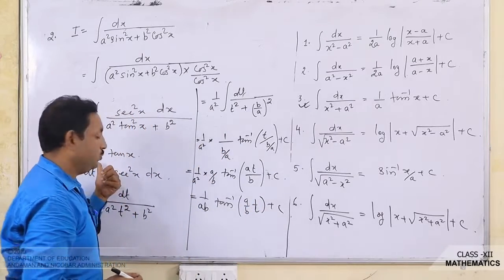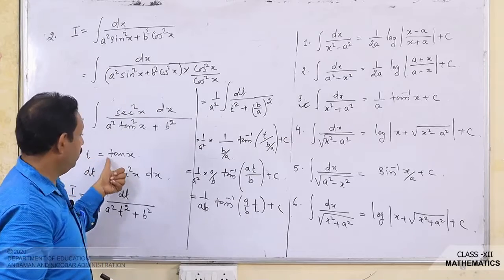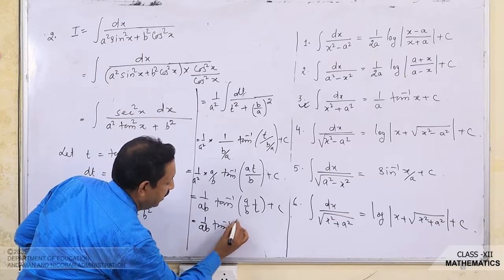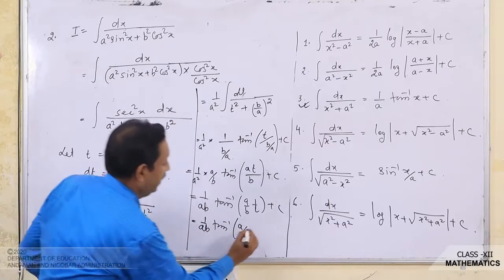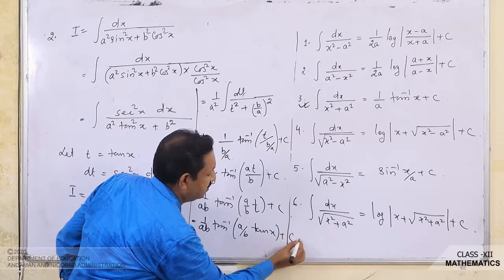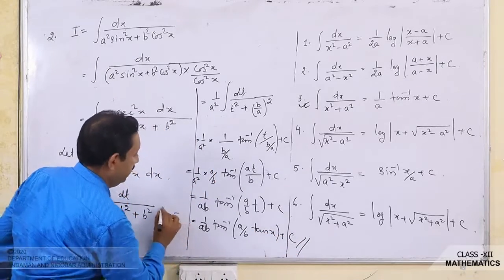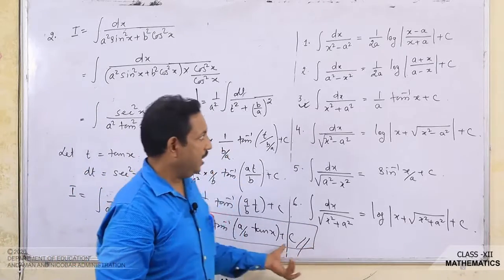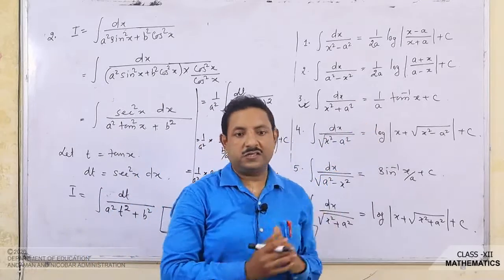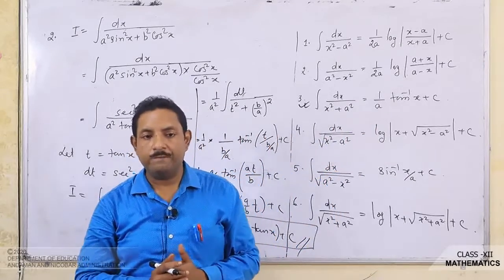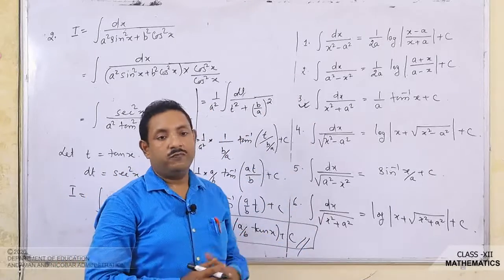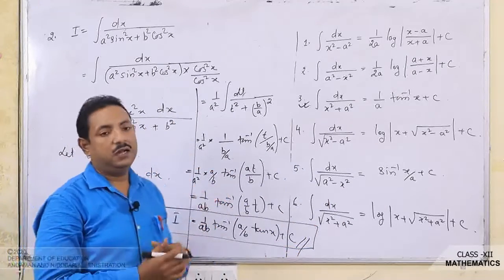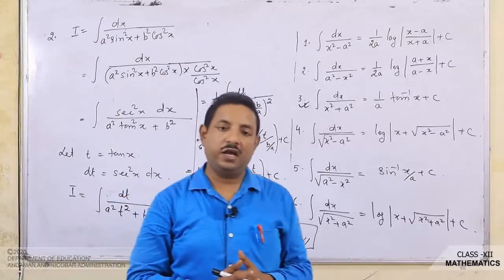Now you can replace this t by the substituting quantity, that is t equal to tan x. So that is equal to 1 by a b tan inverse of a by b tan x plus c. That is the answer, or you can say I, the answer of this question. So again we have applied this third form. First we have to bring the given question into one of these 6 forms, then we can write the integration directly.